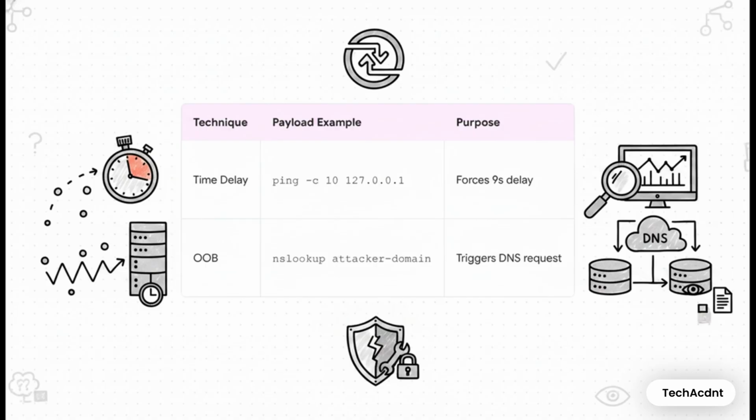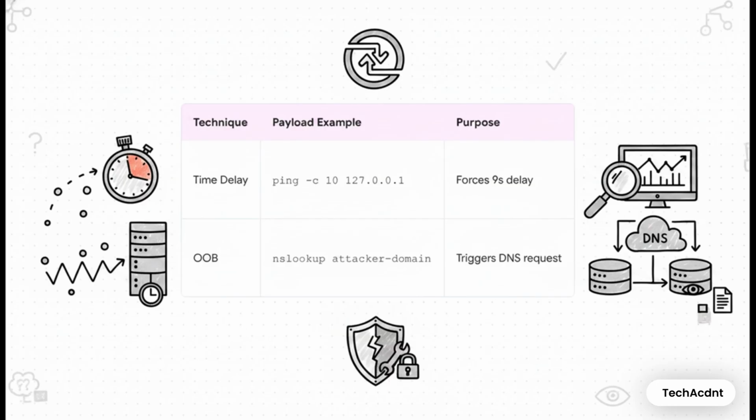Because the ping command sends 1 packet per second, 10 packets force the server to hang for exactly 9 seconds before sending the HTTP response. If the site takes 9 seconds to load, boom, the exploit worked. The second technique is out-of-band, or OOB, interaction. By using a command like nslookup with an attacker-controlled domain, they force the vulnerable server to make a DNS request. If the attacker sees that ping pop up in their own DNS logs, the vulnerability is confirmed without the web page ever changing.